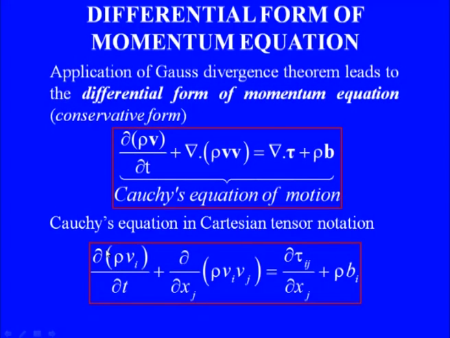The same equation we can write in Cartesian component form using tensor notation: del of rho vi over del t plus del of del xj rho vi vj is equal to del tau ij by del xj plus rho bi. So this represents the momentum equation or Cauchy equation for the ith component of velocity. So we have a total of 3 components for 3-dimensional space.